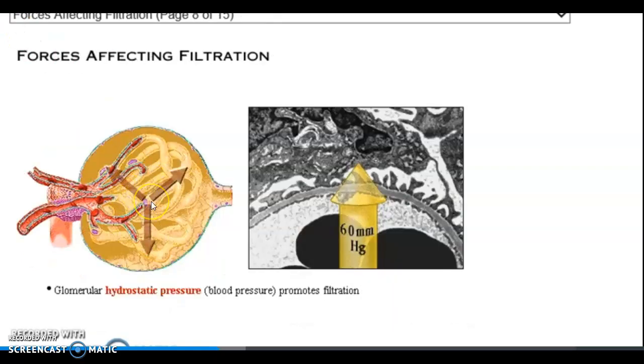Now, the next thing is, we've got this specialized capillary called the glomerulus, and we have blood flowing in here. So what is it that actually causes blood, the contents of blood, to be pushed out through the filtration membrane?